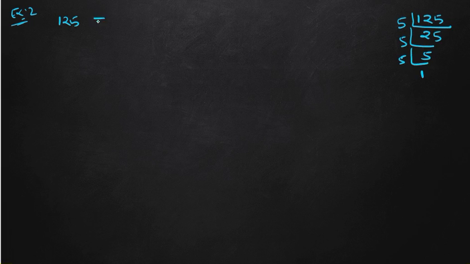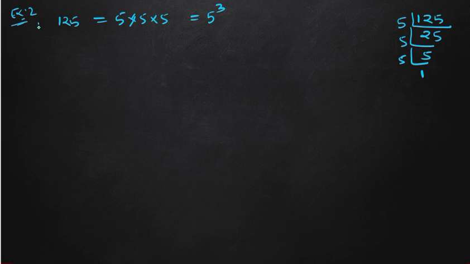Example number 2, express each of the following in exponential form. Suppose 125. How to write 125 in exponential form? For this you need to find the prime factorization. This number will be divisible by 5. 5 twos are 10, 5 fives are 25, 5 fives are 25, 5 ones are 5. So that means 125 can be written as 5 into 5 into 5. That means 5 is coming 3 times, so this will be our 5 power 3. Clear? Similarly you can try other questions also.